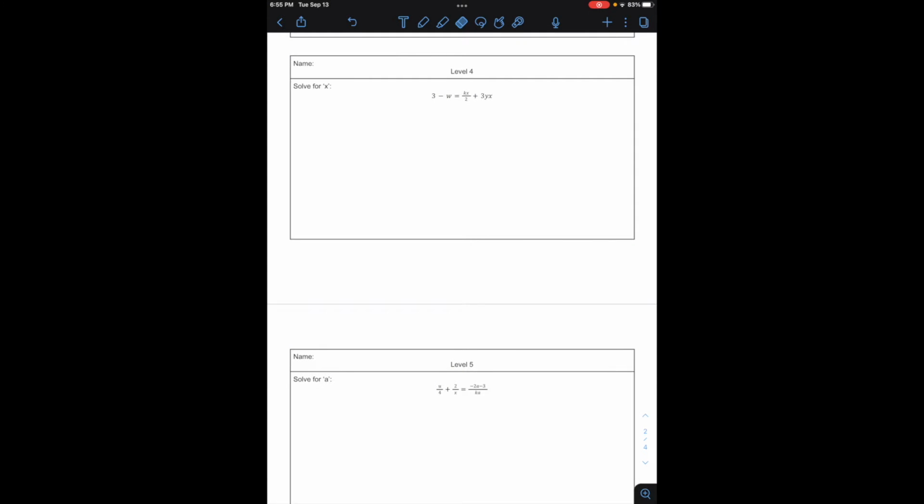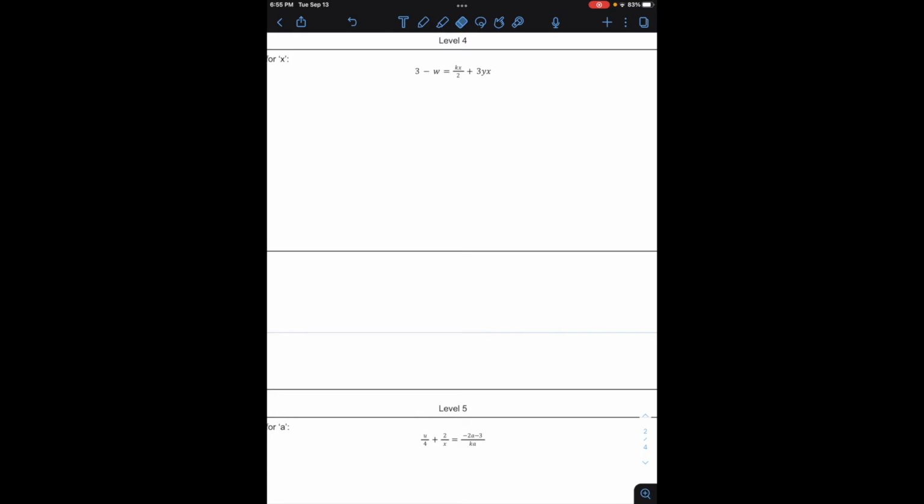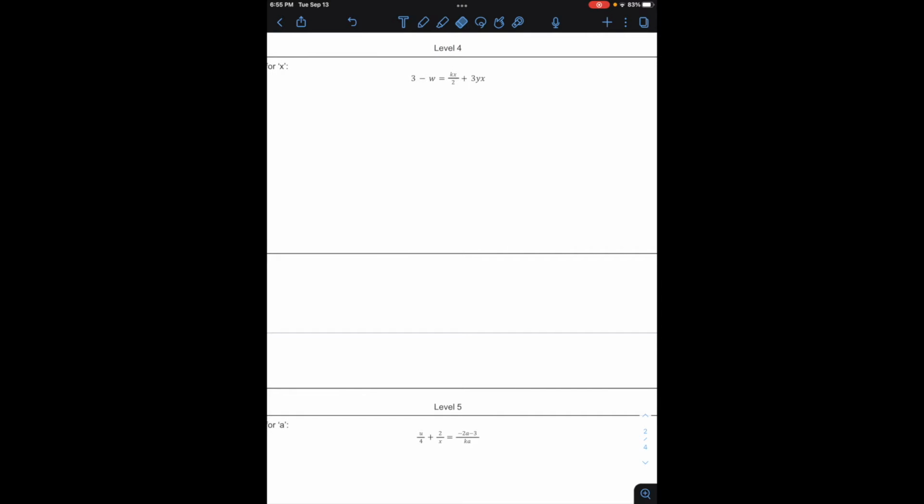Okay, we're going to take a look at levels 4, 5, and 6 from the Solving Equations level up. So starting with level 4 here, we're trying to solve for x. We have the equation 3 minus w equals kx over 2 plus 3yx. Right off the bat, we should notice that there are two terms with x in them, and it should be our goal to combine these terms. However, we have coefficients of kx over 2 and 3yx, so we're probably going to look to factor out x.